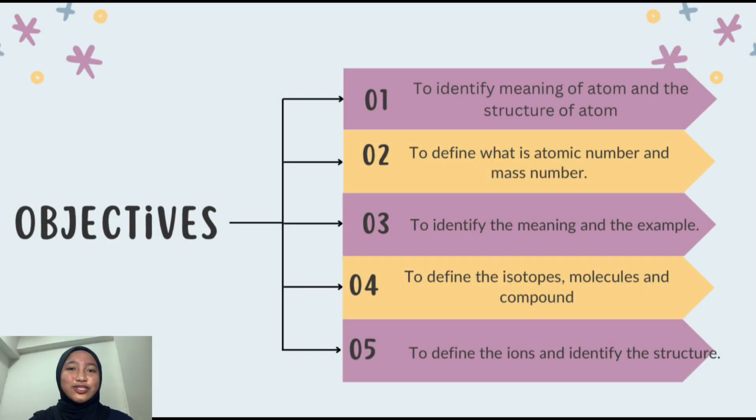First, we need to know the objectives for this topic. Number 1, to identify the meaning of atom and the structure of atom. Number 2, to define what is atomic number and mass number. Number 3, to identify the meaning and the example. Number 4, to define the isotopes, molecule, and compound. Number 5, to define the ions and identify the structure.